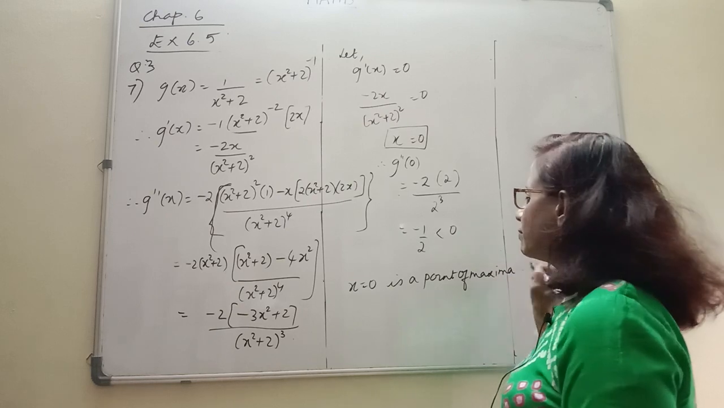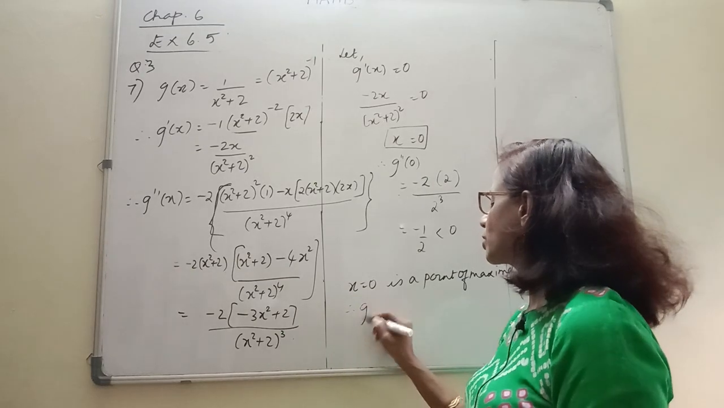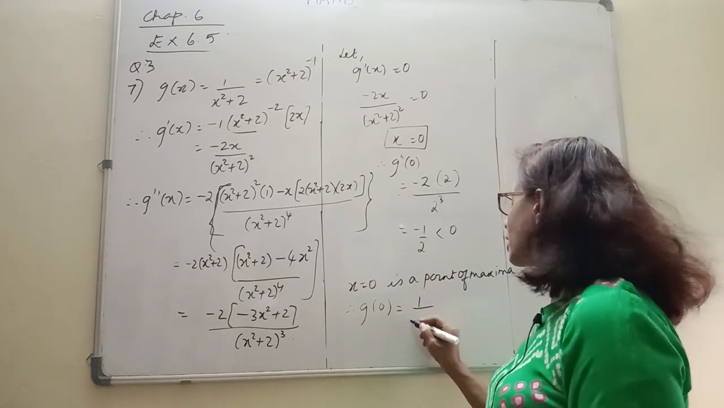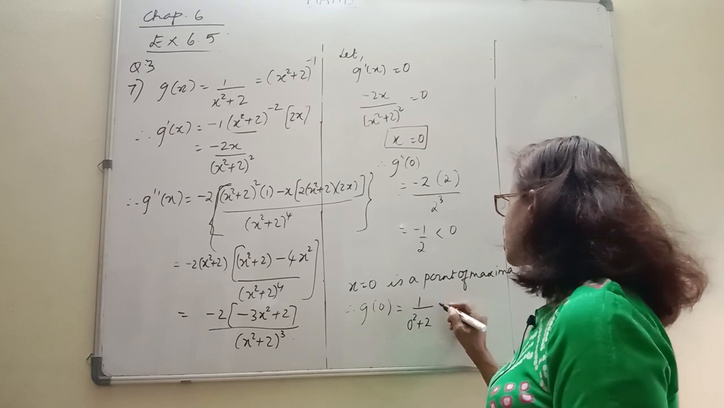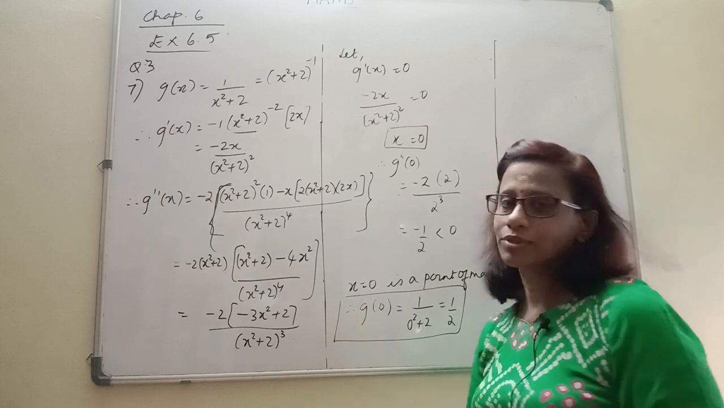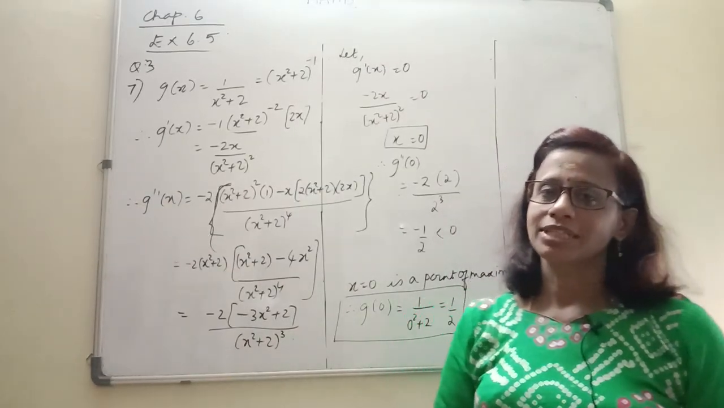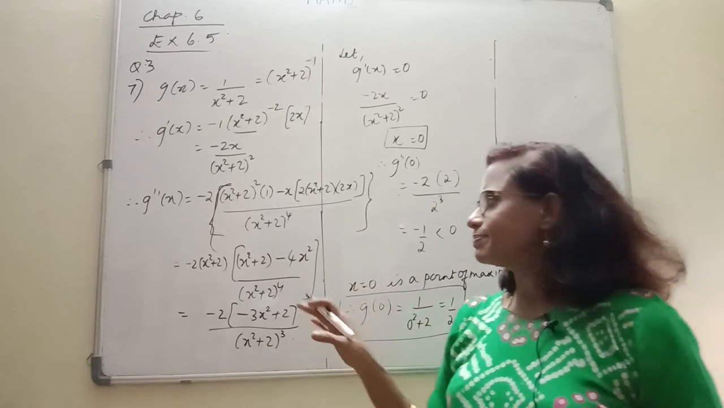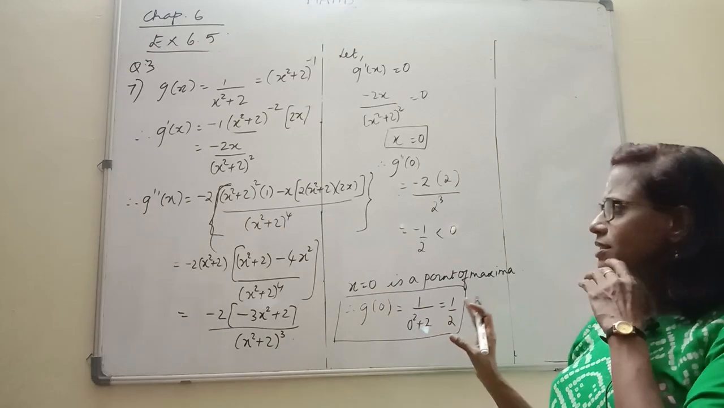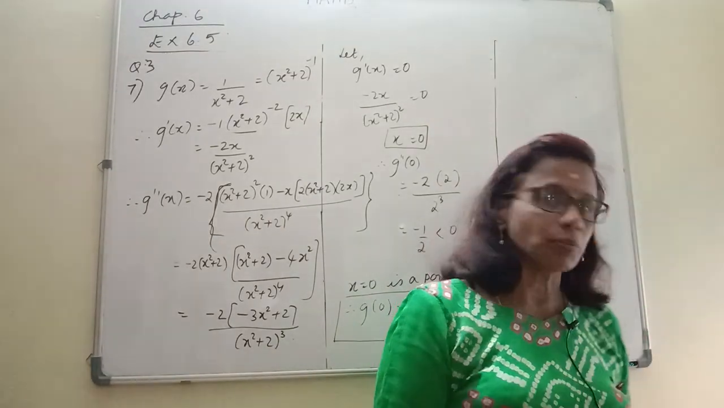Okay, then we can find out the maximum value. So therefore we will have g at 0. Let's find out what is g at 0. It's 1 over 0 squared plus 2, which is 1 over 2, and that is your maximum value. The maximum value is half. That's about this problem. A bit of working wise there is a bit of work, but otherwise concept wise it's quite simple. So that's how we go about it.